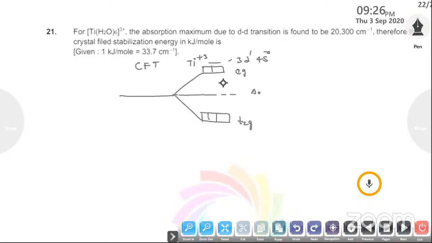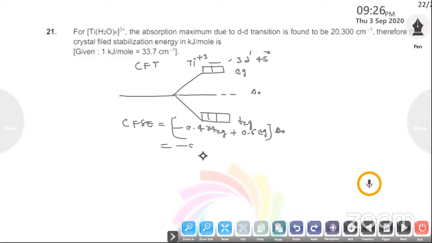Generally in an octahedral complex, ligands approach along the x, y, z axes. That's why the dx²-y² and dz² energy is raised, because more repulsion takes place. That's why the eg orbital energy is more than the T2g orbitals. Therefore the CFSE formula is: CFSE = -0.4 × (T2g electrons) + 0.6 × (eg electrons), in units of delta naught.